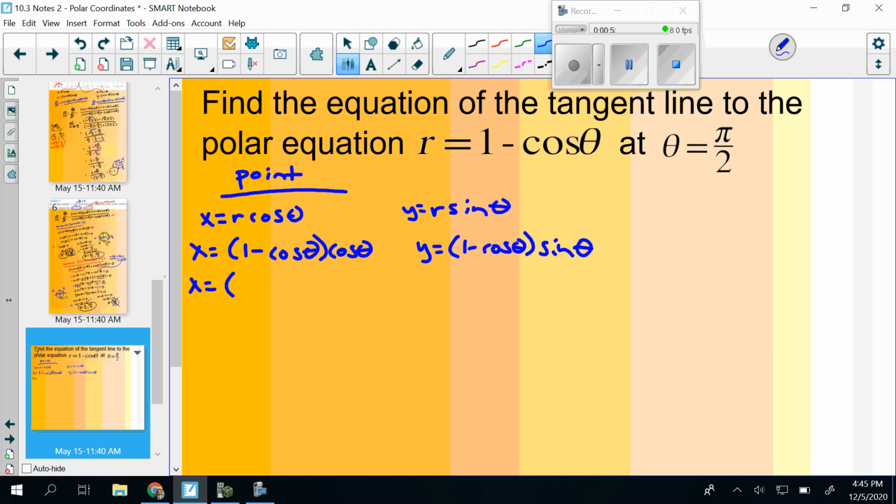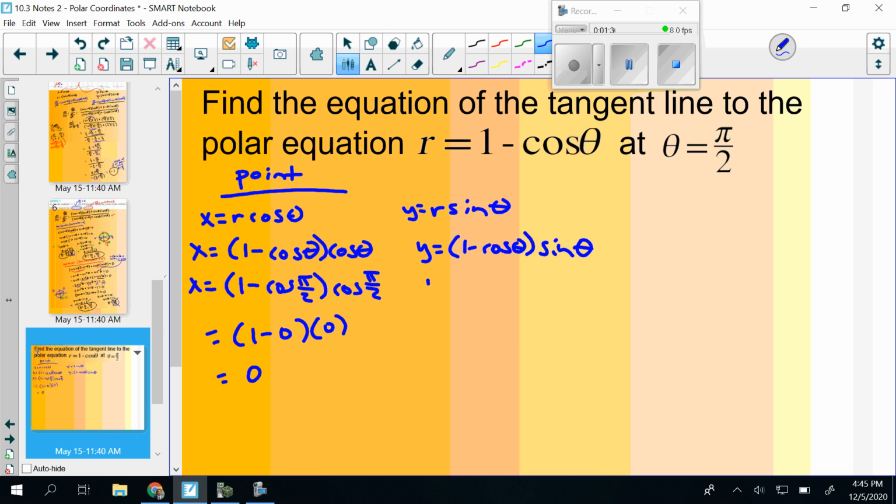So we're going to have 1 minus cosine pi over 2, times another cosine pi over 2 here. And then let's evaluate that one. Cosine, remember, is our x value. Pi over 2 is 90 degrees. Our x value at 90 degrees is going to be 0 on the unit circle. That would be right here, that's the point 0, 1. So both of these are 0 here. We got 1 minus 0 times 0, which is just going to be 0. So our x coordinate is 0.